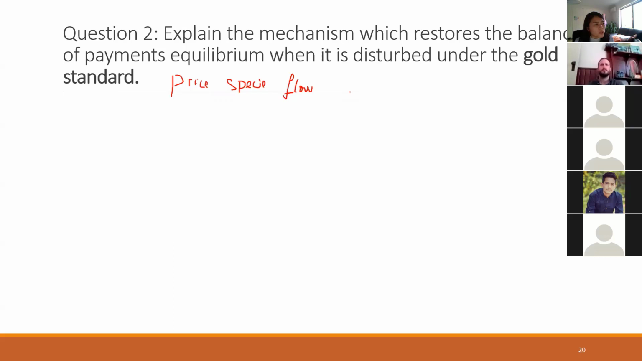Okay. So when we talk about the balance of payments equilibrium, normally, I don't know why, but when people say this, they're talking about the current account. Okay. So you're talking about import and export.